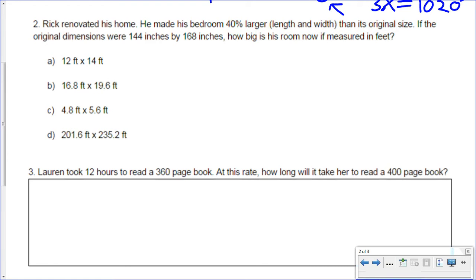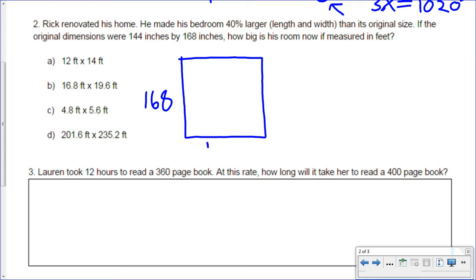So Rick starts out with a bedroom that looks kind of like this: 168, 144. So this is the dimensions of his room. Now we must increase these by 40%. So I'm going to go over 2 ways to do this.